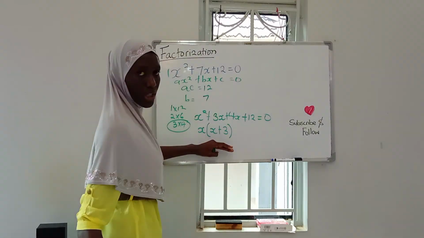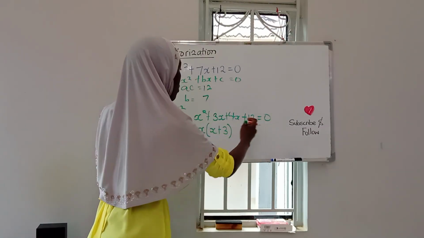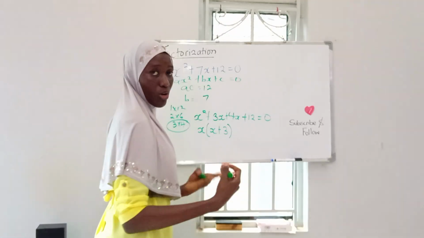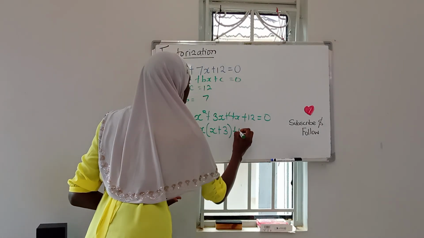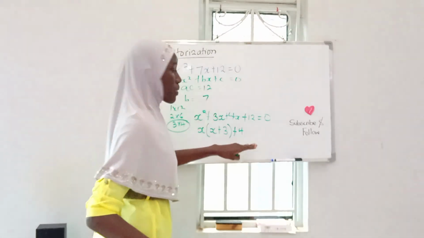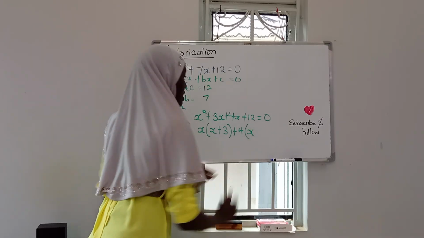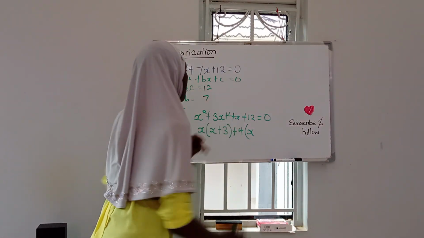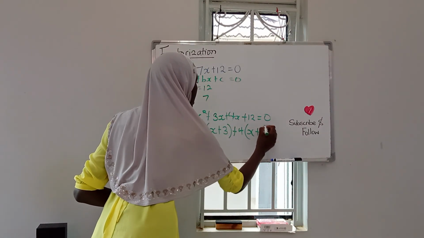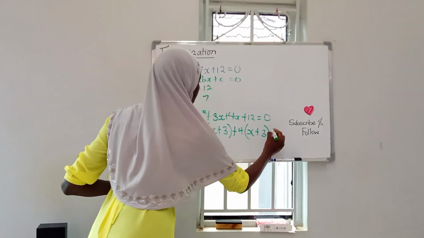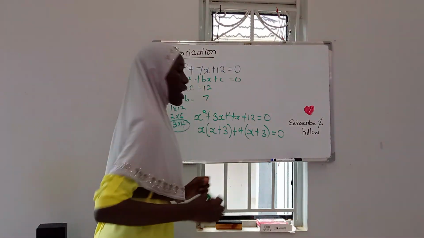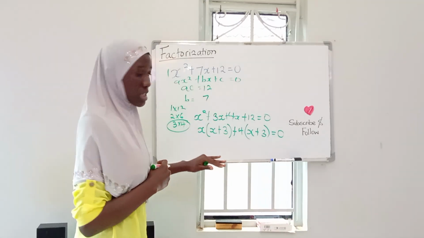Then we shall close our bracket. On to the second pair, we have 4x and 12. The common factor here would be the 4, so it will come outside the bracket. So 4x divided by 4, you would have x left inside, and then 12 divided by 4, you would have a 3. Then we shall close our bracket, and all this is equal to 0. And as you can see, our equation is still the same.